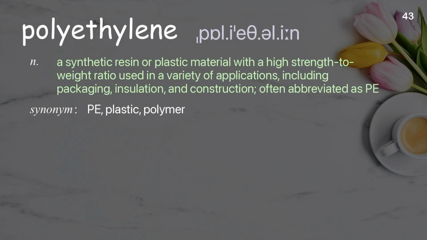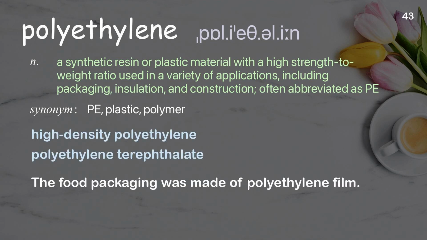Polyethylene. A synthetic resin or plastic material with a high strength-to-weight ratio used in a variety of applications, including packaging, insulation, and construction, often abbreviated as PE. Examples: High-density polyethylene, polyethylene terephthalate. The food packaging was made of polyethylene film.